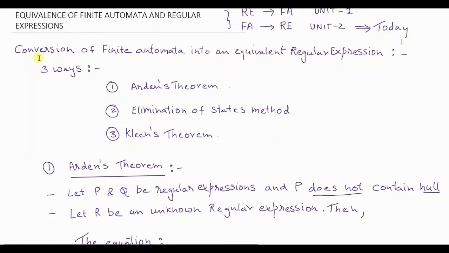Now, conversion of finite automata into an equivalent regular expression can be done in many ways. There are three important ways that I am discussing. The first one is called Arden's theorem. Arden's theorem is a recursive theorem. We shall see that today. Second, using a method called method of elimination of states. This is just another way of how to convert a given automata into regular expression. And third alternative is using Kleene's theorem.